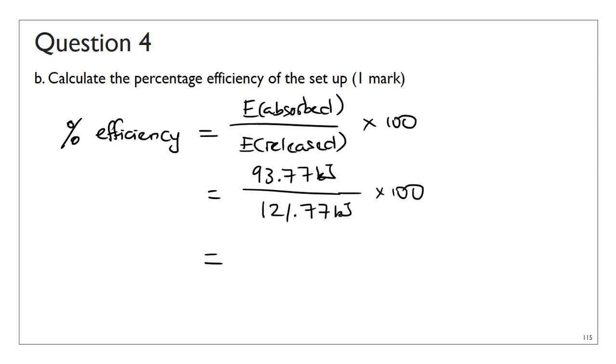Okay, it looks like everything is actually already correct. This is already the exact value. So 93.77 divided by 121.77 times 100. So I get 77% as the percentage efficiency. Okay, so that is question 4.